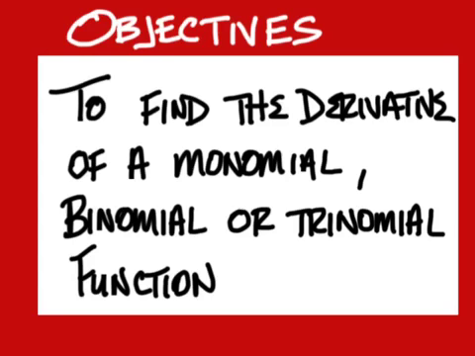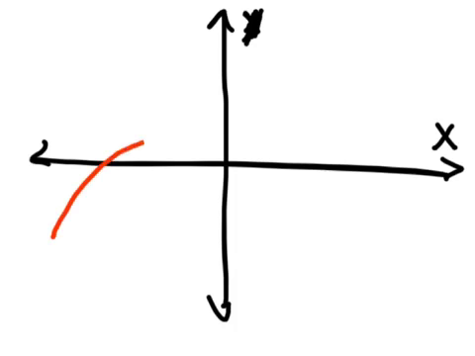To find the derivative of a monomial, binomial, or trinomial function. Think of this as a function that has been graphed. Here is the x and y coordinate plane with the appropriate arrows and labeling. That should be a y up here and an x. And let's say we graph a function, and this function has all kinds of waves in it.